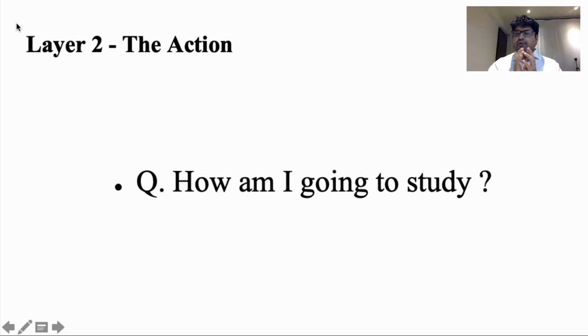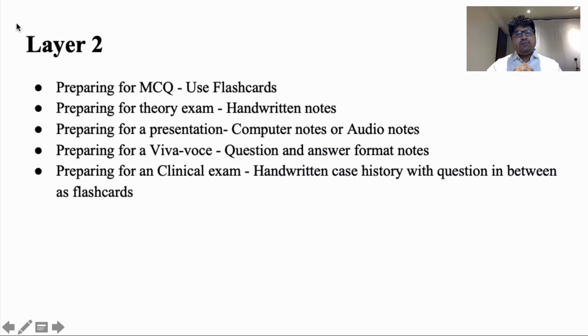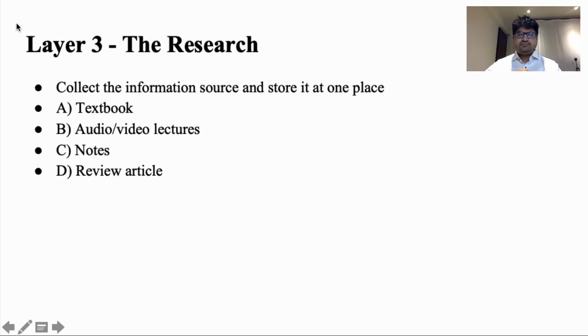The next question, the second question you need to answer, is the action part, which is, how am I going to study, right? So as we discussed earlier, if you're preparing for a multiple choice question, you should use flashcards. If you're preparing for a theory exam, and we repeated this point several times earlier, make handwritten notes. If you're preparing for a presentation, make computer notes or audio notes. If you're preparing for a viva or question and answer, you need to have Q&A format notes. If you're preparing for a clinical exam, you have handwritten case history with questions in between or with flashcards.